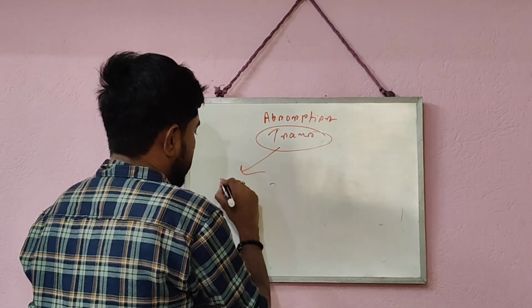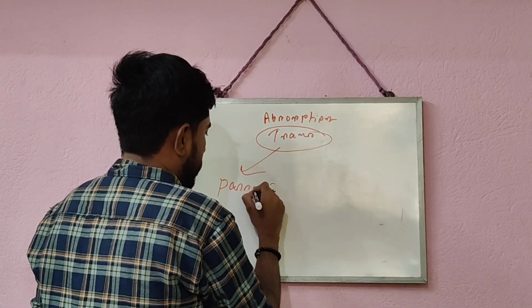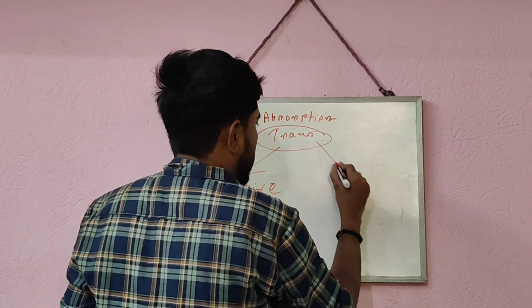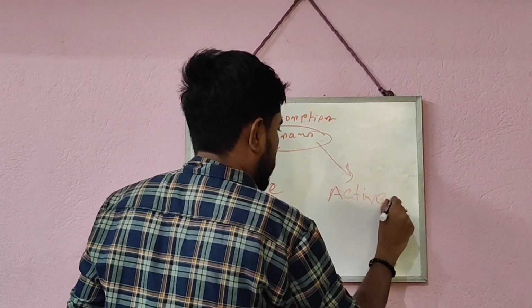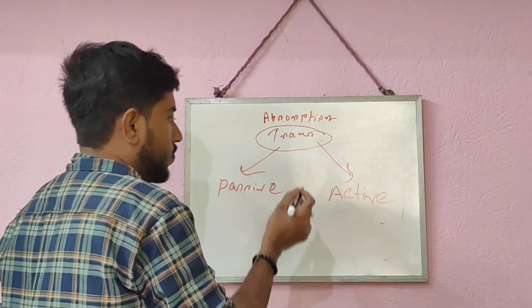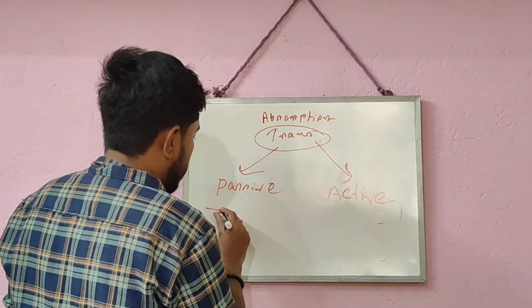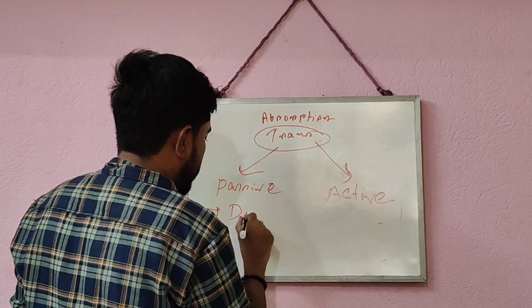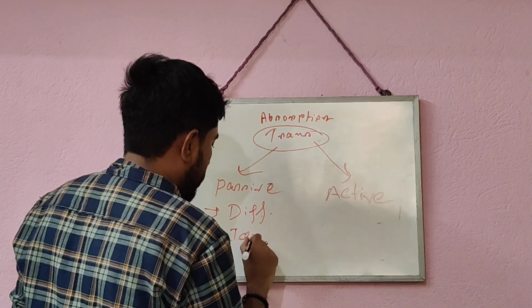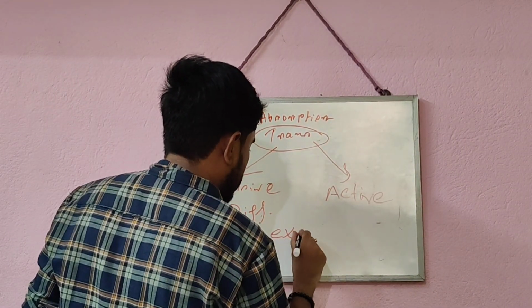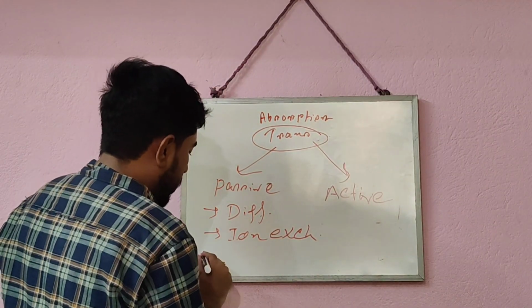First is passive diffusion. Second one is active diffusion. In passive diffusion also, 4 different steps are there. First one is passive diffusion. Second one is ion channel, ion exchange. Third one is mediated.